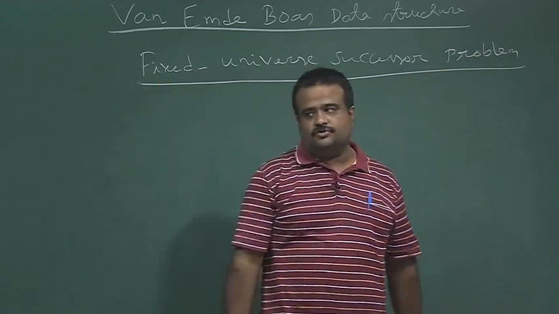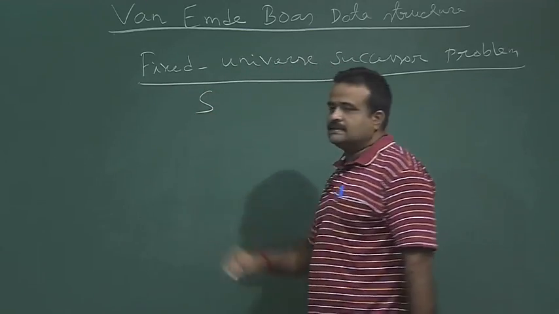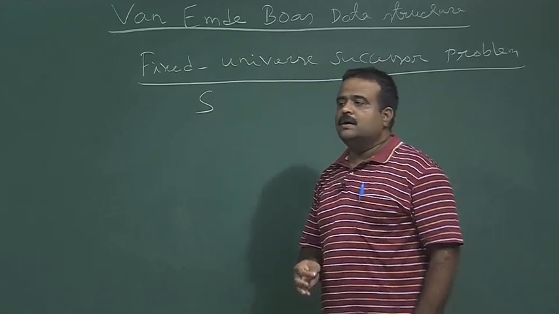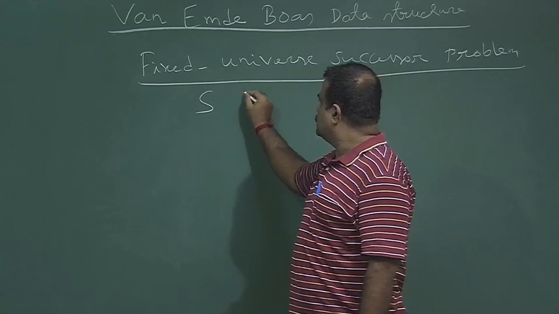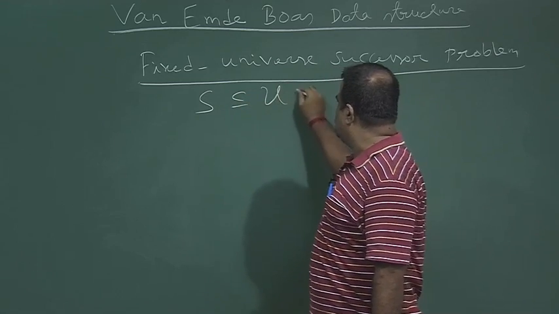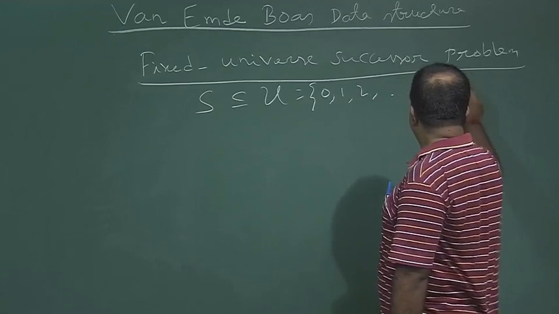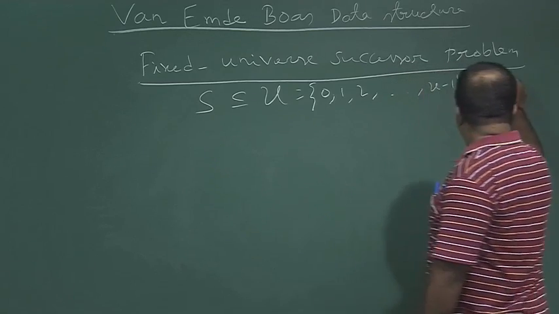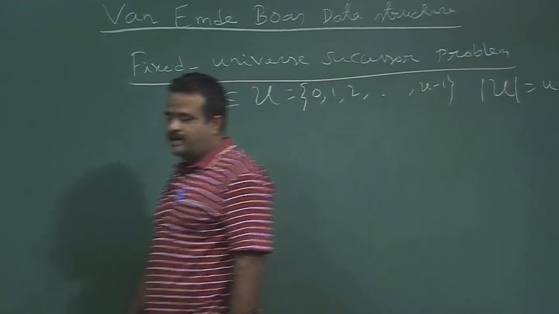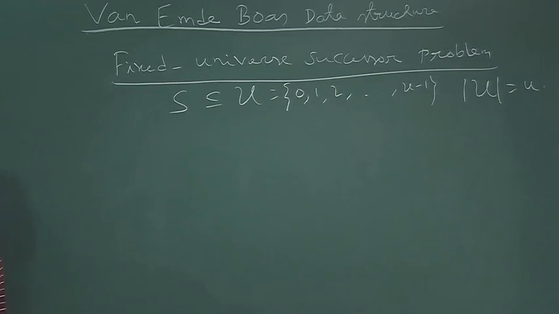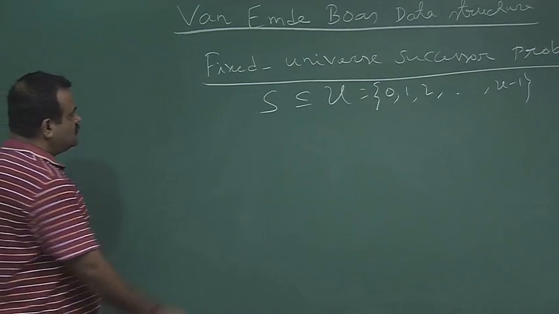Basically we need to maintain a dynamic set S, and the elements of S are coming from a universe which is fixed. We know the universe. So S is a subset of the universe. The universe is typically 0 to u minus 1, so the size of the universe is small u. The elements are from 0 to u minus 1, and this set is dynamic.